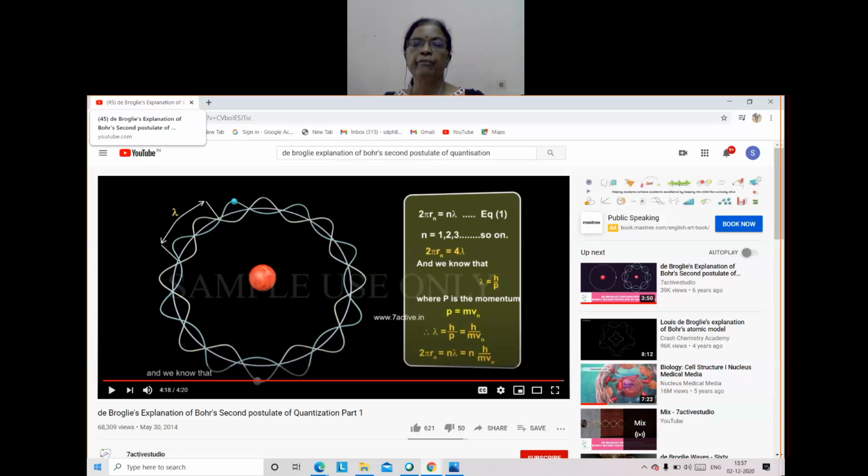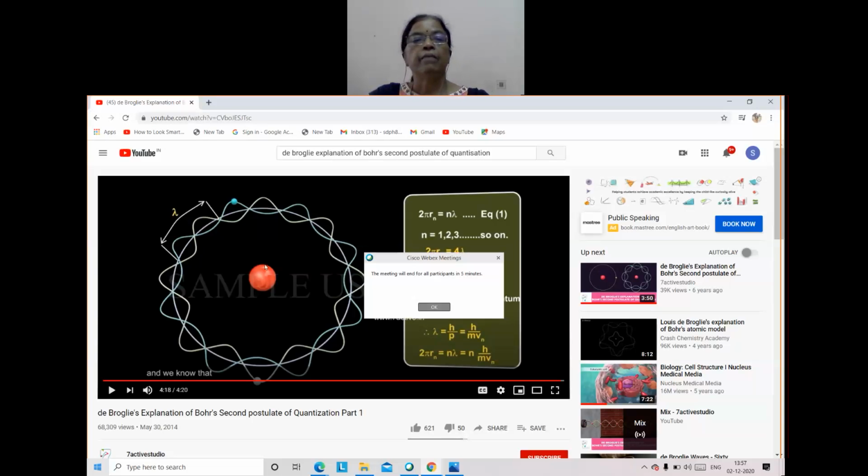Mv to the left side and 2 pi to the right side. What is the equation we are getting? mvr equals nh by 2 pi. That is Bohr's second postulate. So de Broglie explained Bohr's second postulate. Okay, that is de Broglie's explanation. I think you understood. Without the figure, it would have been very difficult to explain, so it becomes easy now.